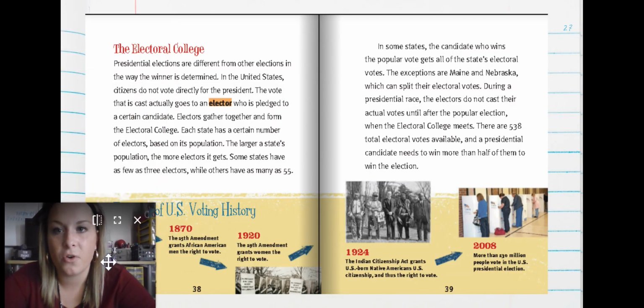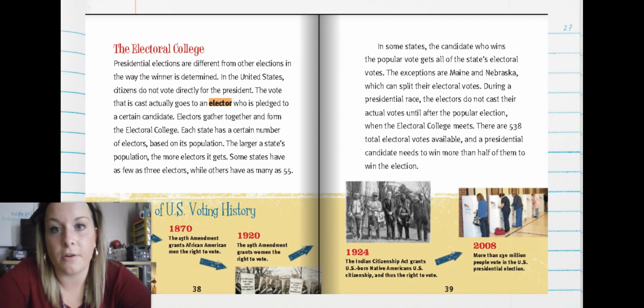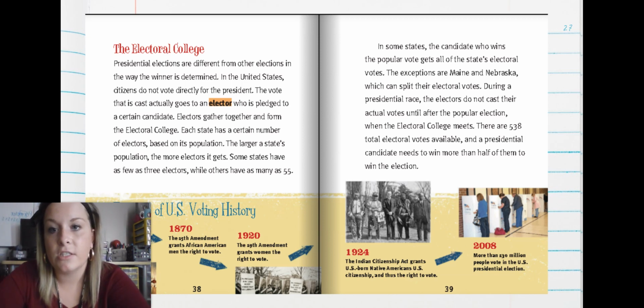Okay, the Electoral College. Presidential elections are different from other elections in the way the winner is determined. In the United States, citizens do not vote directly for the president. The vote that is cast actually goes towards an elector who is pledged to a certain candidate. So electors gather together and form the Electoral College. Each state has a certain number of electors based on its population. The larger a state's population, the more electors it gets.